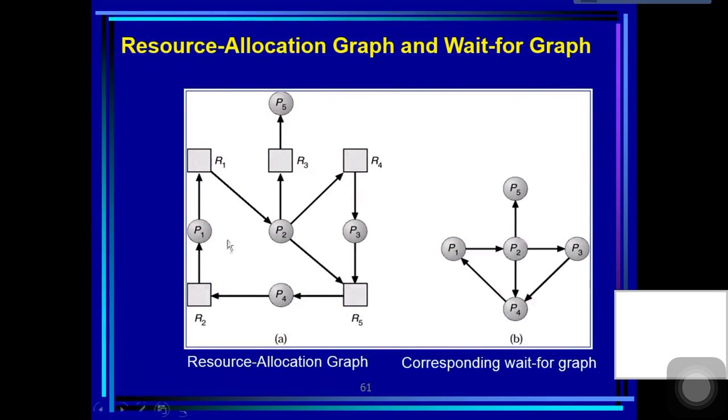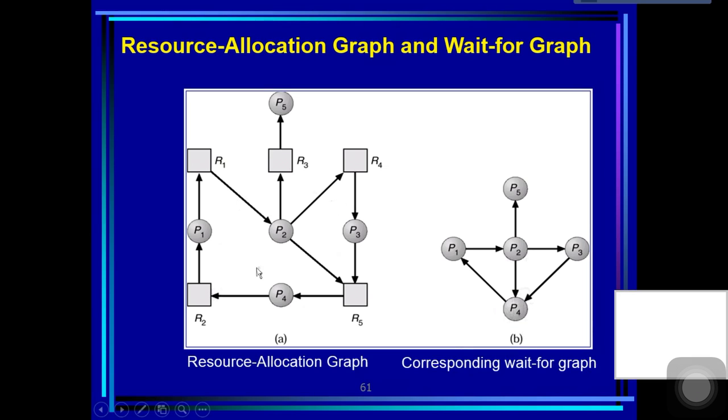So let's look at this last picture. We can get from this resource allocation graph this corresponding wait-for graph. Because R1 is already allocated to P2, and P1 is requesting resource R1, we say P1 is waiting for P2. And P2 requires resource R4, and R4 is already allocated to P3, so we say P2 is waiting for P3. And looking at resource R5, we can see that P2 requires R5, but R5 is already allocated to P4, so we say P2 is waiting for P4.